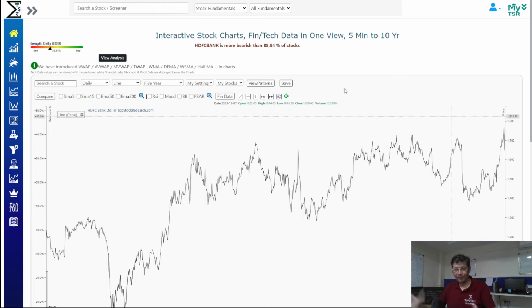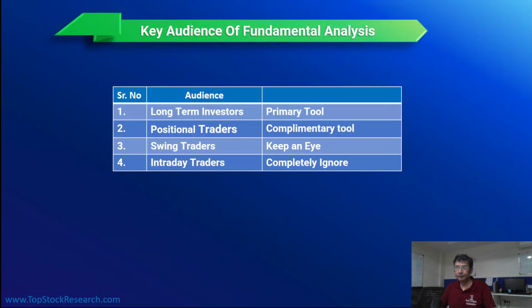Just deviating from the main topic, but it's important to know the news and what the corporate results are and things like that.